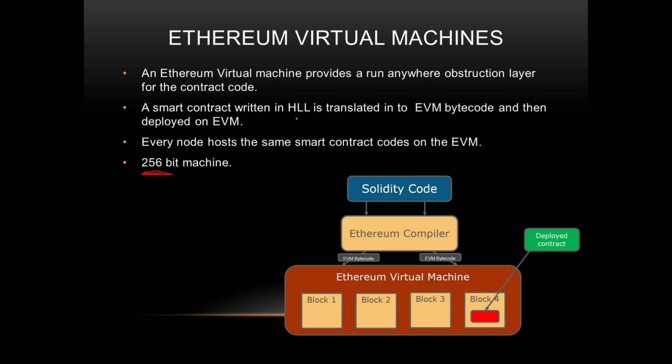Every node hosts the smart contract codes on the EVM. Because we have a peer-to-peer network, every node will have this contract code with them and it will be deployed in their virtual machines.